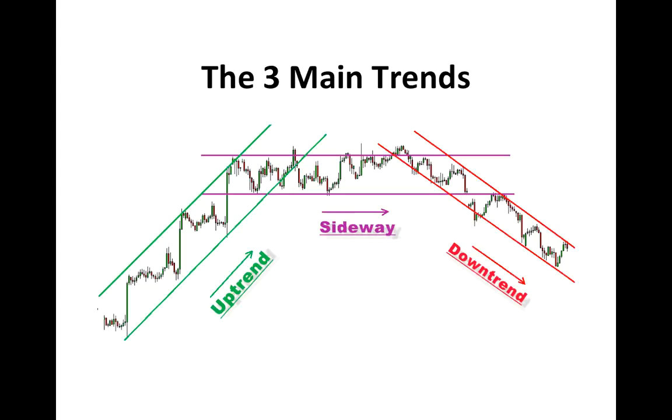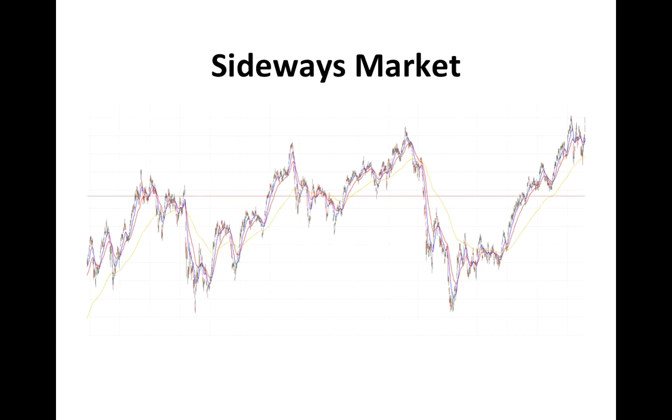Being able to identify the current type of trend will account for a large part of your trading success. Generally in the market, the uptrend and downtrend together form about 20% of the market, while the bulk of the time the market is actually moving sideways. So here's an example of a sideways market. You notice that in a sideways market, there's no clear direction.